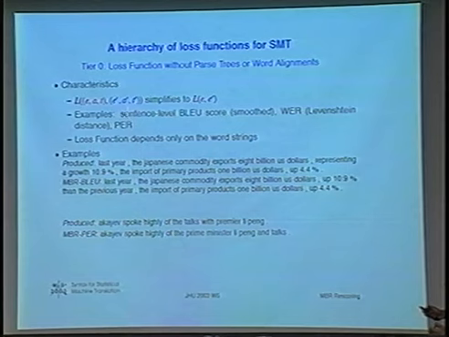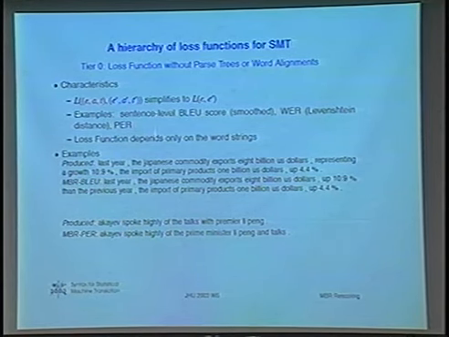Examples of such loss functions include the sentence level BLEU. The sentence level BLEU is the same log linear combination of unigram, bigram, trigram, and four-gram precision, except that we smooth to avoid zeros in case any one of the precisions happens to be zero. Then there is word error rate, which is the usual Levenshtein distance, and position independent word error rate, which ignores the positions. So these are the three loss functions which fall in this category.